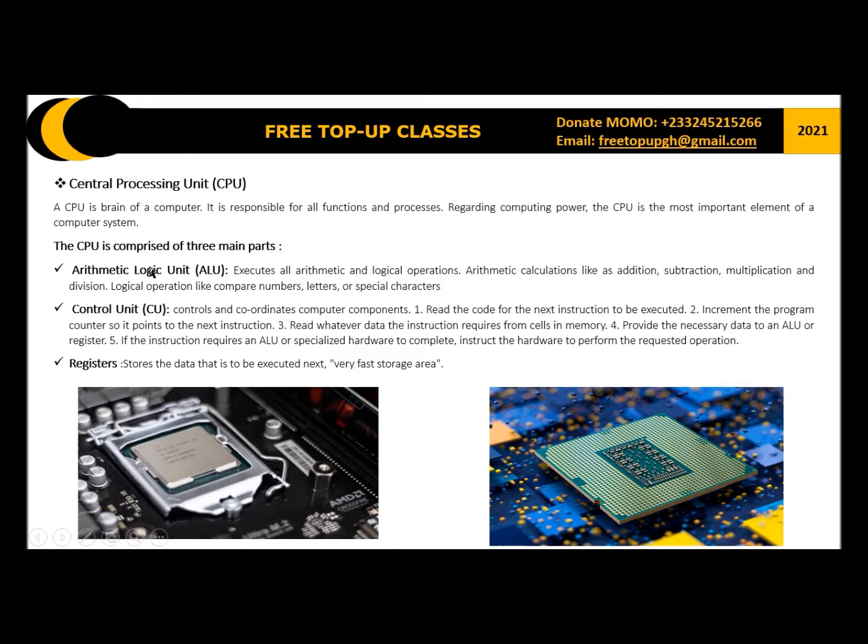So the CPU is comprised of three main parts. That's the arithmetic logic unit, ALU, the control unit, CU, and the registers. So arithmetic logic unit: what comes to your mind is arithmetic. It means logical operations, right? Calculations. Alright, so let's see.